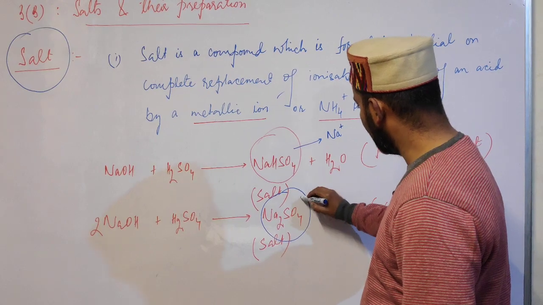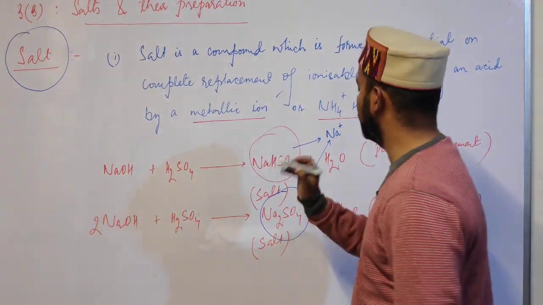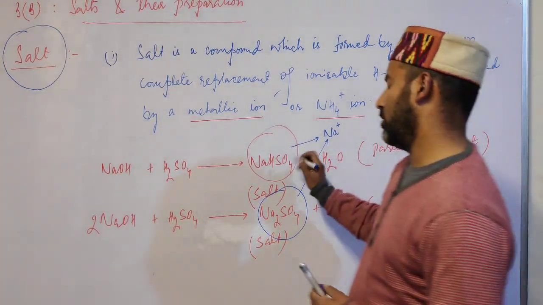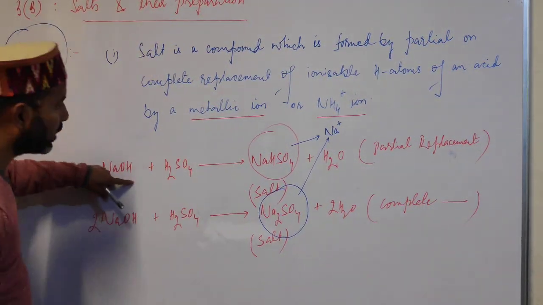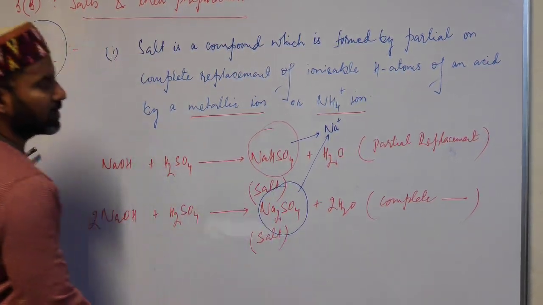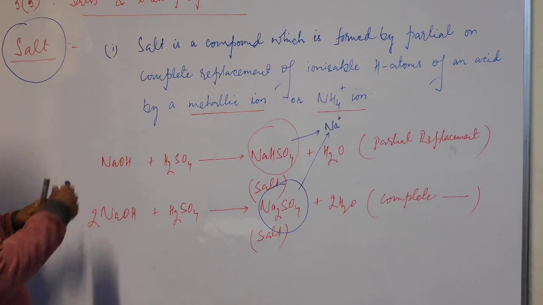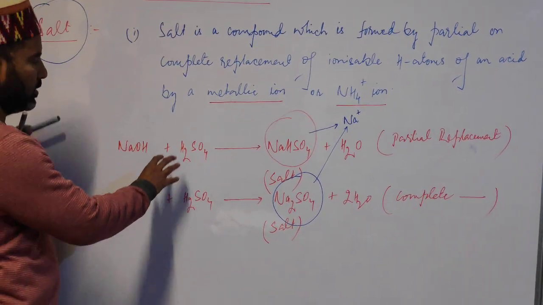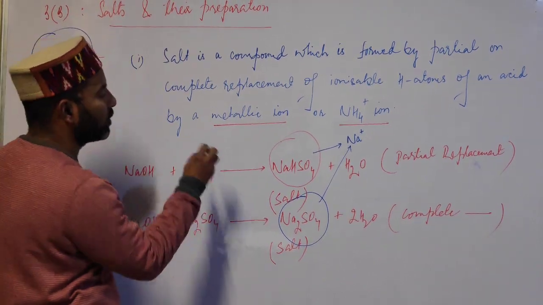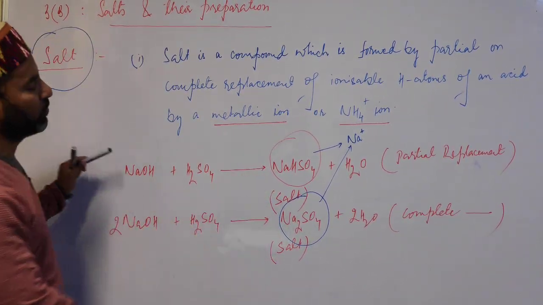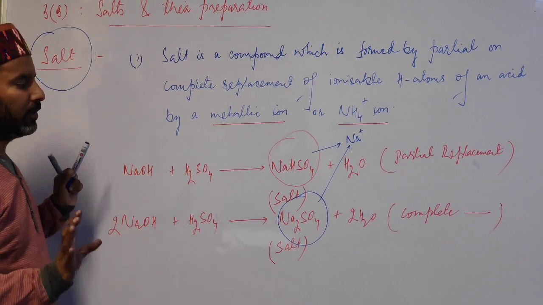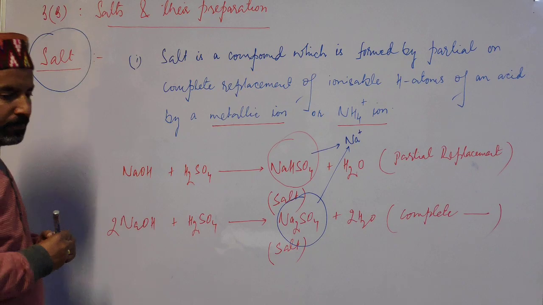Here also we have a metallic ion, sodium, replacing hydrogen atoms. Or we can have an ammonium ion also. If we use ammonium hydroxide, then you will get ammonium hydrogen sulfate or ammonium sulfate. So any salt will have what? A metallic ion or say an ammonium ion. And how is it formed? It is formed by complete or partial replacement of the ionizable hydrogens of an acid by a metallic ion or ammonium ion. So this was the first definition.